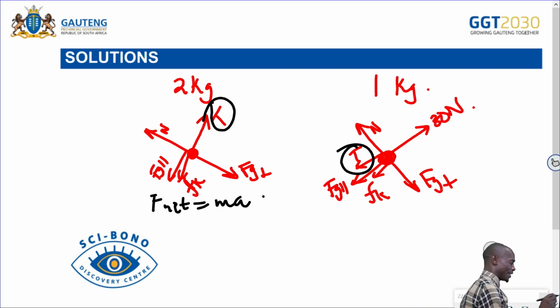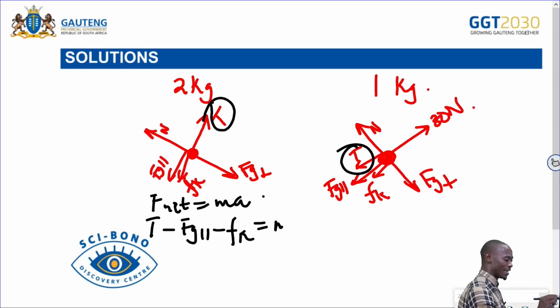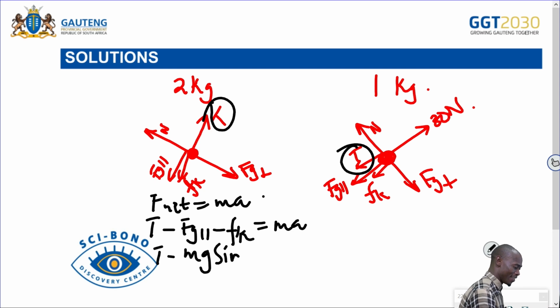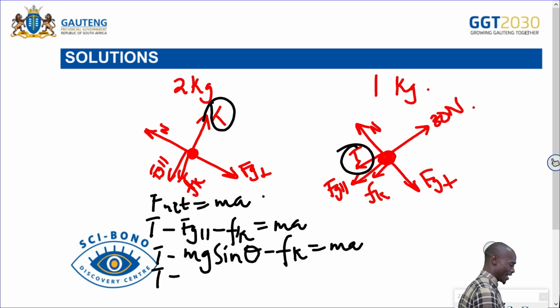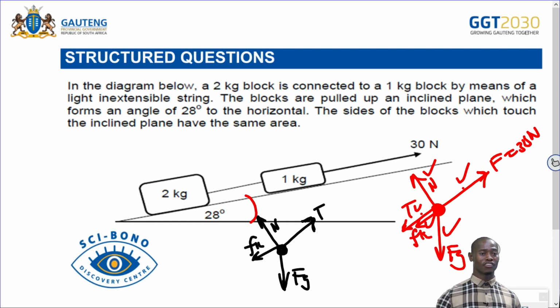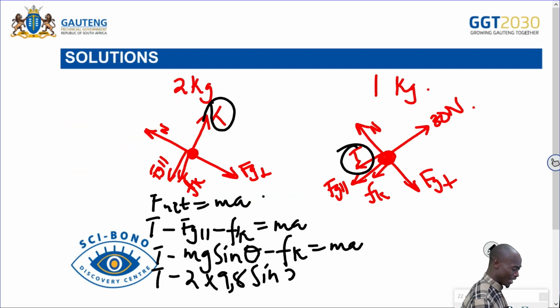So for the 2 kilogram, it will be tension minus Fg parallel minus Fk equals to ma. Then how do we calculate Fg parallel? Fg parallel is given by mg sine theta. So tension minus, the mass here is 2 times 9.8, and then sine of the angle of inclination. The angle of inclination, let's check, is 28 degrees, minus, what is our Fk?